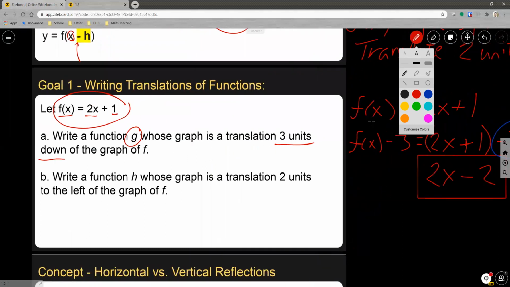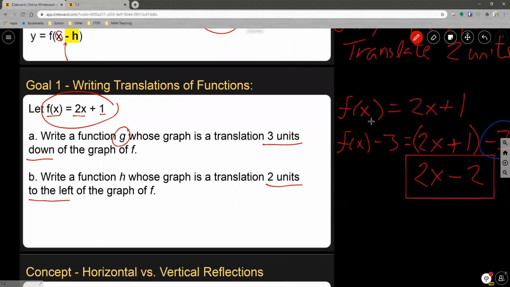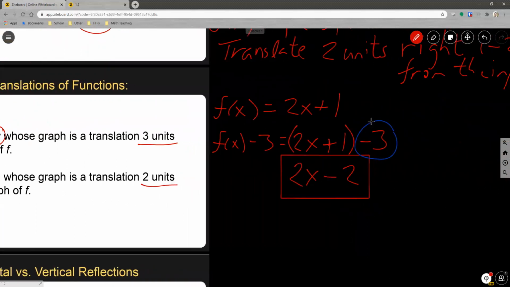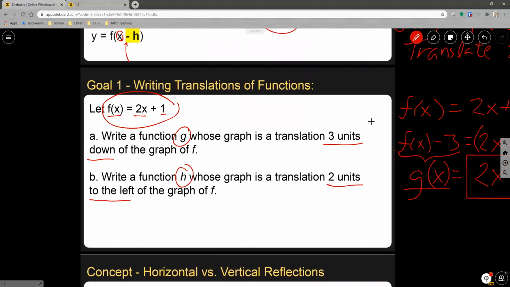Let's try another one. Write a function h whose graph is a translation 2 units to the left of the graph of f. And I forgot, let me finish this. f of x minus 3 is actually another way to write g. So after we do the translation, our new function is g of x, which is equal to 2x minus 2. I'm going to do the same thing here. I'm going to have function h translate 2 units to the left, so that's going to be horizontal.